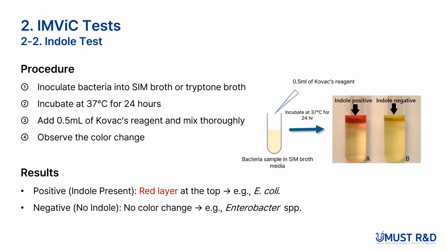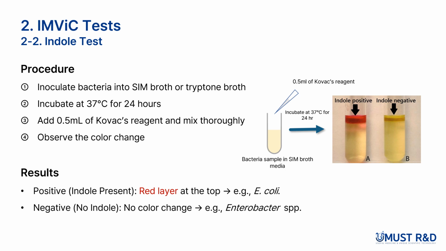A positive result is indicated by the formation of a red layer at the top of the medium, confirming that the bacteria produce tryptophanase and can break down tryptophan into indole. A classic example of an indole-positive organism is E. coli. If no color change occurs and the broth remains yellow or unchanged, it means that indole is not present, indicating a negative result. In this case, the bacterium does not produce tryptophanase, and an example of an indole-negative bacterium is Enterobacter spp.